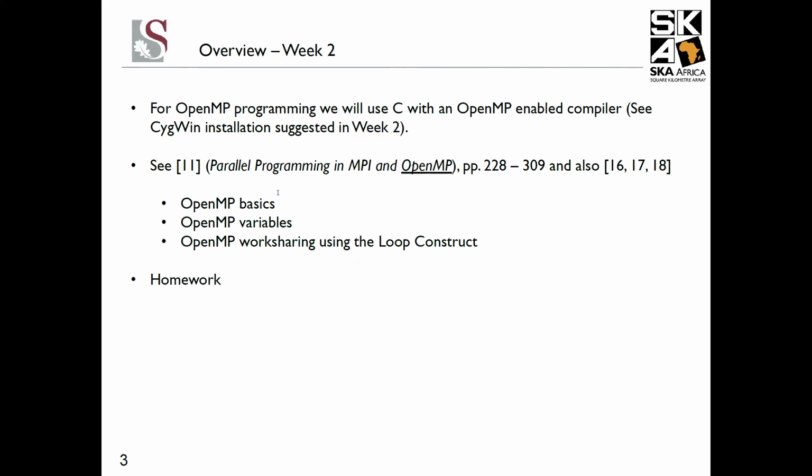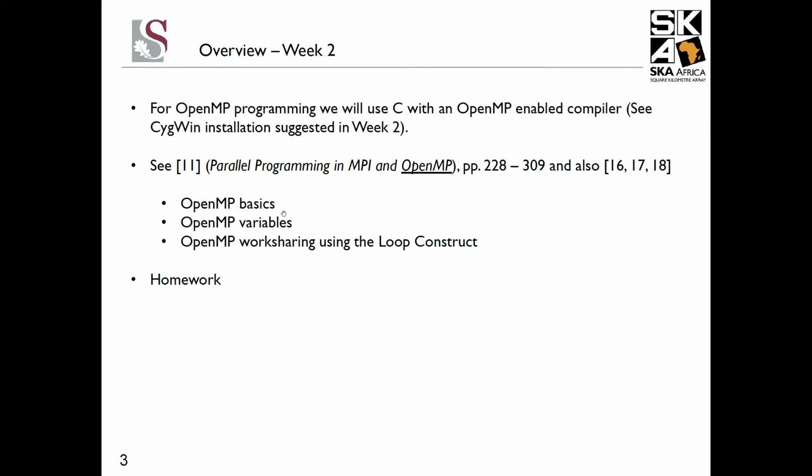The topics that we're going to cover today are the OpenMP basics, some notes on shared variables and private variables, and then also how we can lessen our workload, how we can parallelize things in the code using what we call loop constructs. All of this will become clear when we go through the lectures. It's all based on this textbook, reference 11, that you should have on the shared FTP server, covered in pages 228 to 309, and also in references 16, 17, and 18.